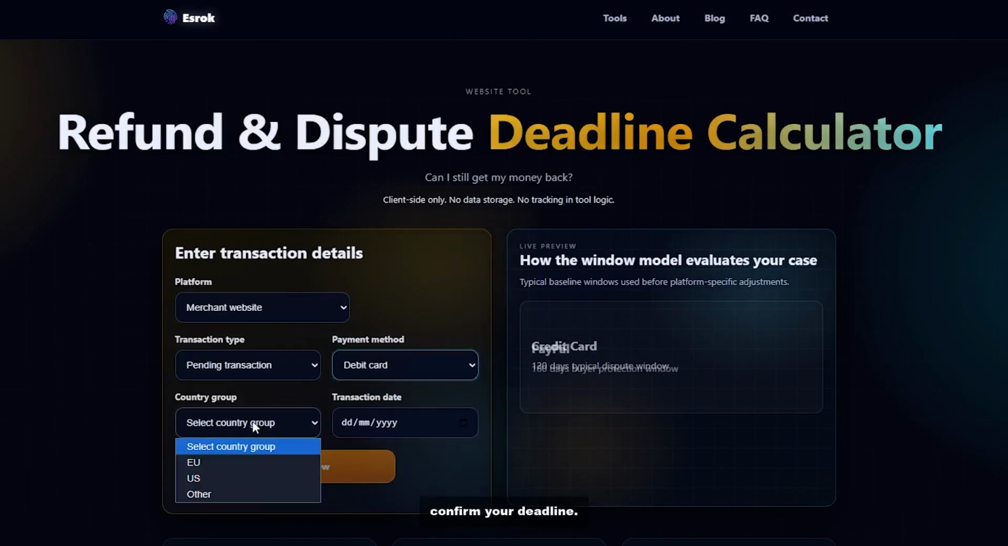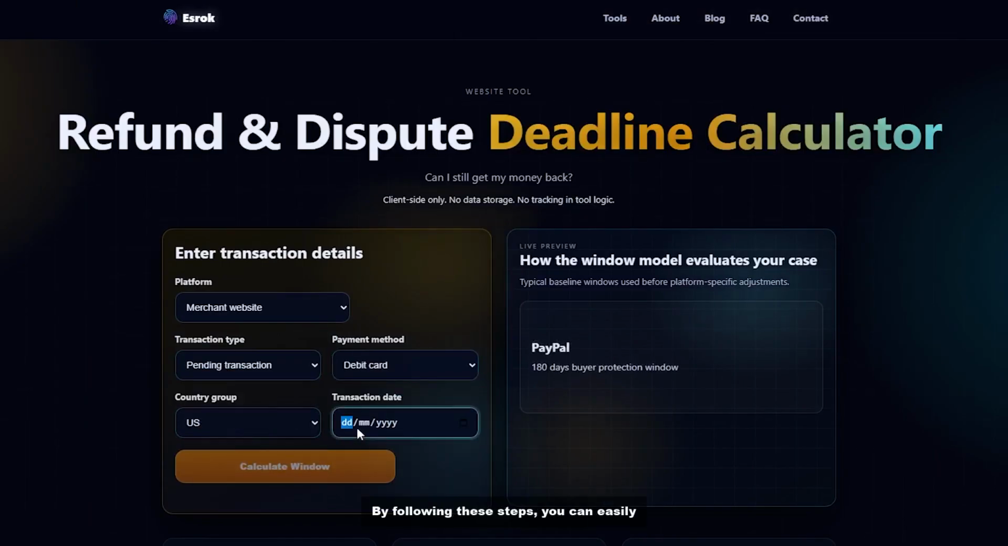By following these steps, you can easily deposit money into your Shopify account. Make sure to check your account balance after the deposit to ensure everything is processed correctly.